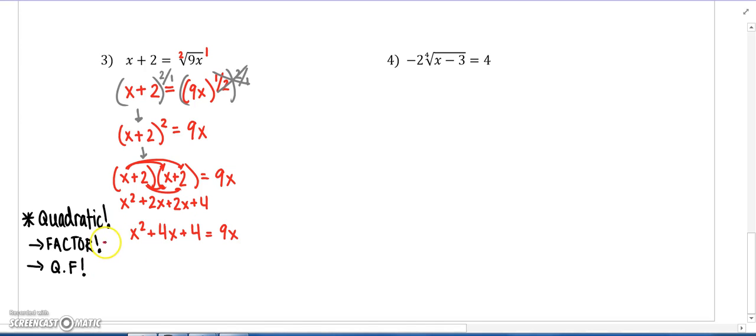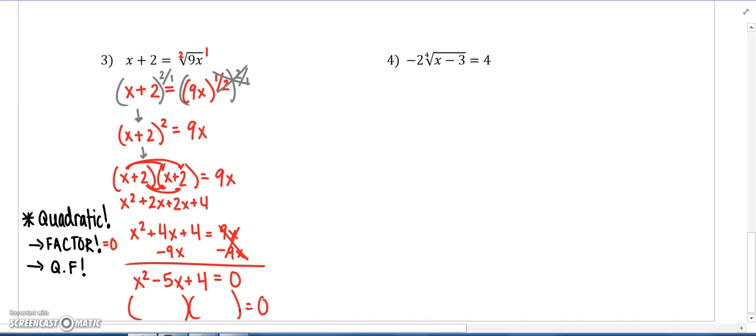Alright, in order to factor, it needs to equal 0 first, so that's what I'm going to try and do here. So I'm going to subtract this 9x from both sides so that now it equals 0. And here now I have x squared minus 5x plus 4. So now that it equals 0, we can go ahead and factor, and that should allow me to solve. Alright, so I get x minus 4 and x minus 1.